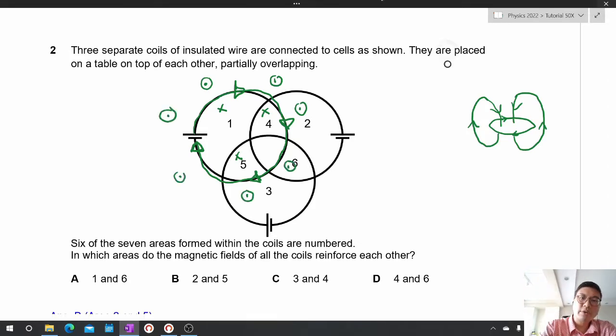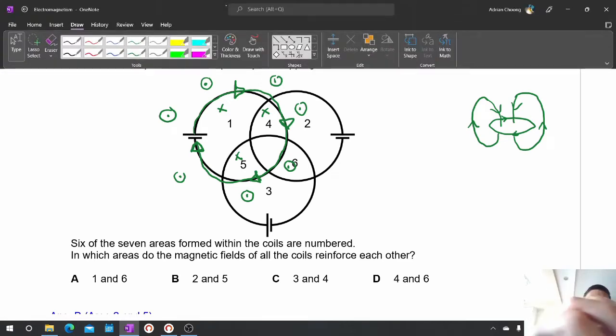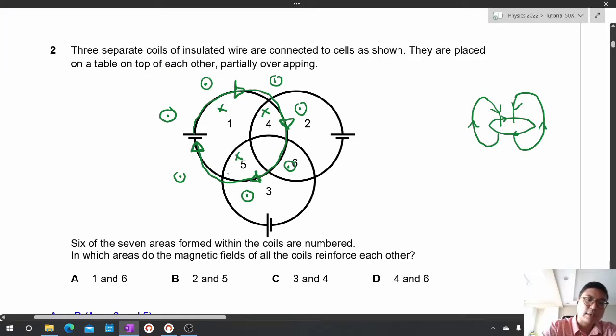Okay, now we're going to do the same for loop number 3, but this time in blue color. So let's take a look at the blue color circuit's current. Now using a right hand grip rule, we know that inside the loop the field is going into the page, but outside the loop the field is going out of the page. Alright, so that's for region 4, the lower loop.